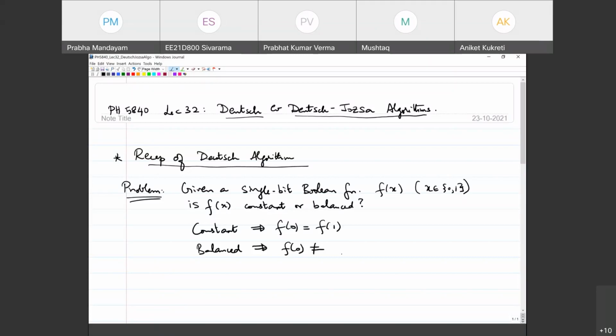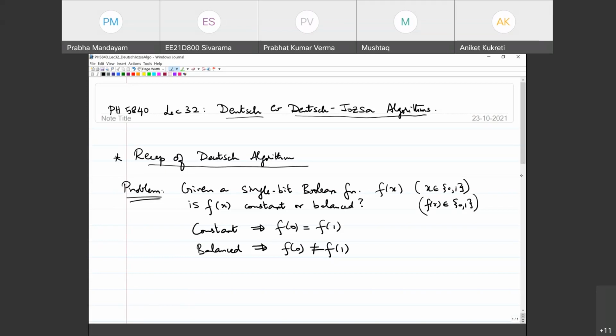Balanced just means that the output is equally 0 or 1, right? So remember that the output is also just 0 or 1. Constant just means that you get the same output, which is either 0 or 1. Balanced means you get both outputs. And for a single bit Boolean function, these are the only two possibilities. So in that case, it's a sort of well-posed problem, okay?